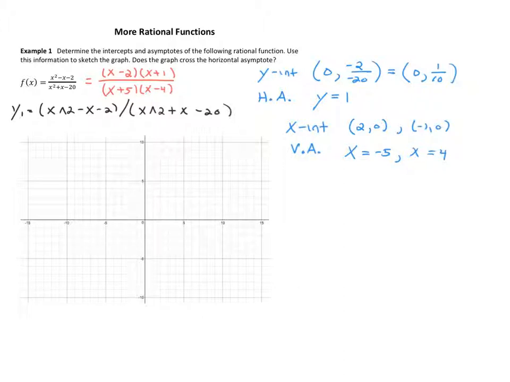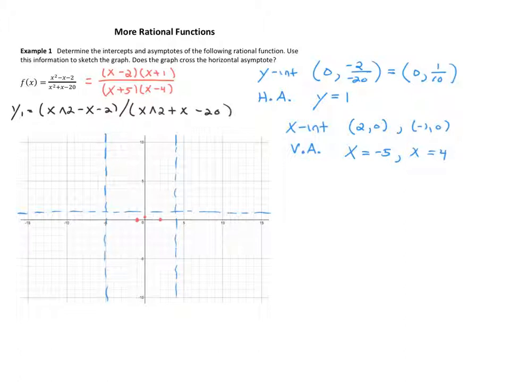So I'm going to start with the vertical asymptotes. There is one at -5. There is another one at +4. The horizontal asymptote is y is equal to 1. The x-intercepts are at -1, 0, and also 2, 0. And the y-intercept is 0, 1/10. That's pretty small, but it's right there.